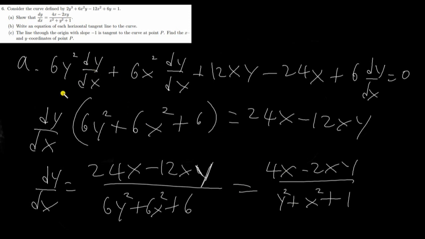And then in terms of points, you'd get 1 point for setting up this implicit differentiation here, and you get another point for the correct final answer.